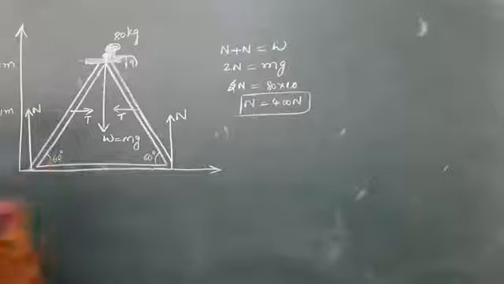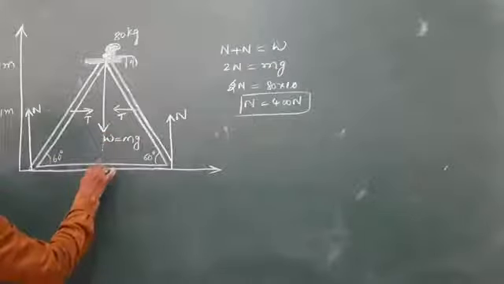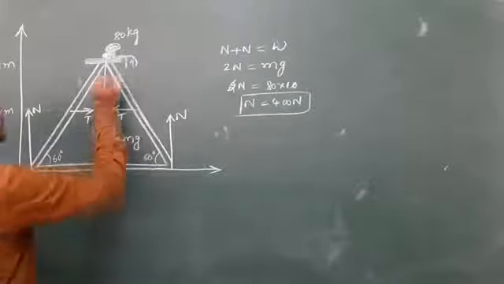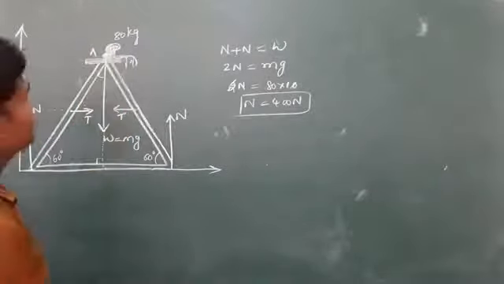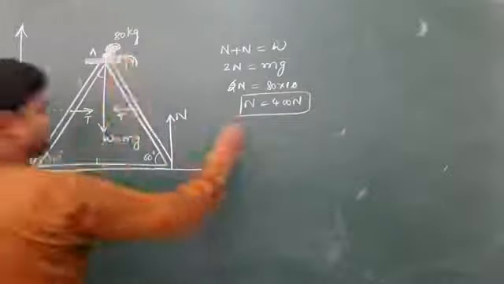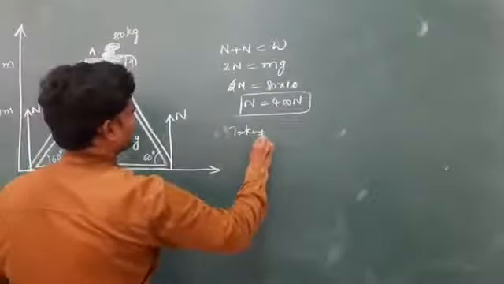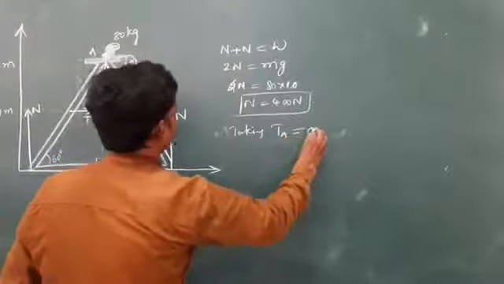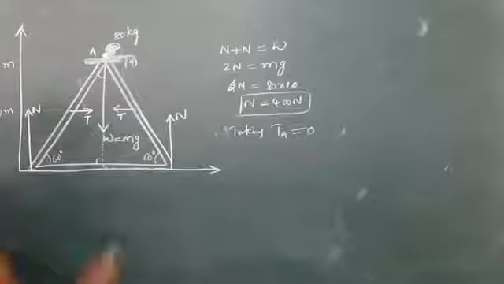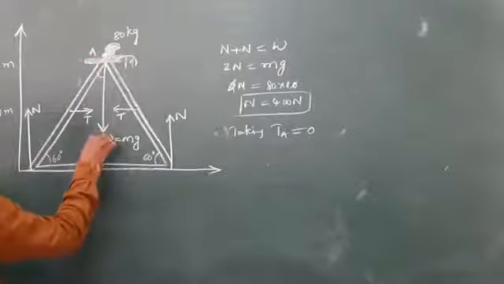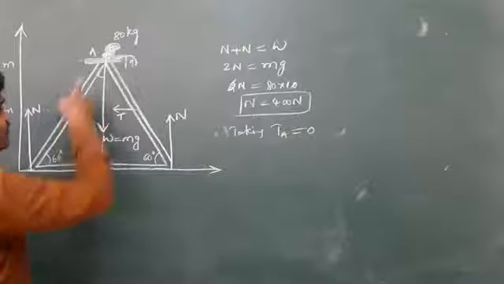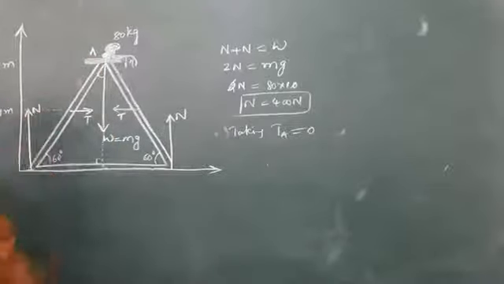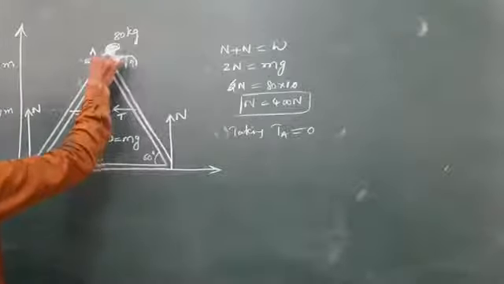So this is 60 and this is 90, and how much is this one? 30. Let us suppose this is point A. Let me take torque about A. Taking torque about A equal to 0. At this point, W is acting, so due to this weight there is no torque here. But due to this, some torque is acting at A. So let me take the torque about this point.